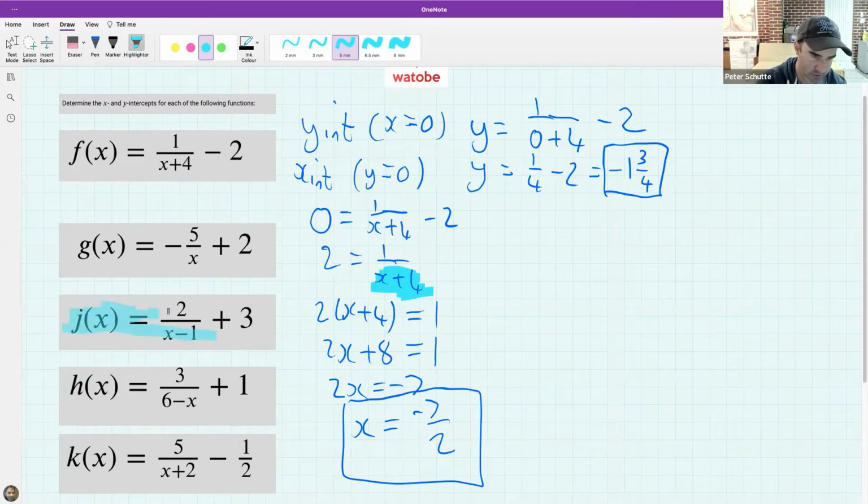I want everyone to find the x and y intercepts for J if they exist, just to make sure that I know that you can do this.